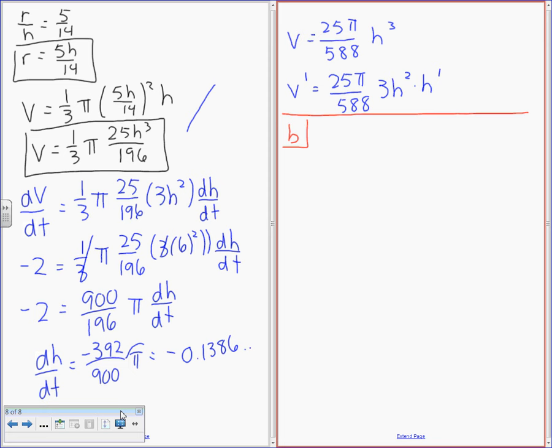Possibly. The only difference is that I had an h instead of an h cubed. That was the only difference. Okay, let's keep going here. We'll come back. All right, letter B said, at what rate is the radius changing at the top of the water tank when the depth of the water is 6 meters?